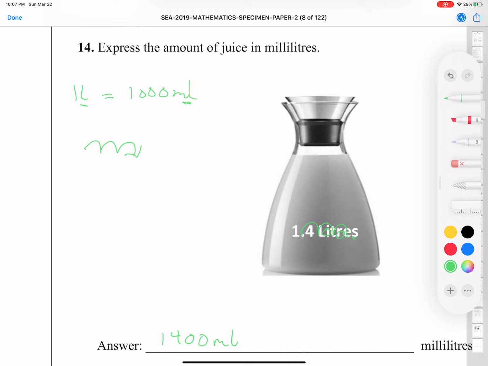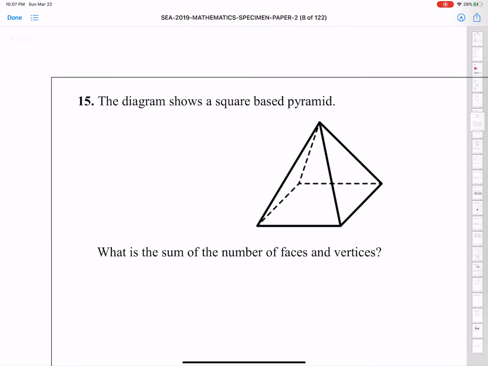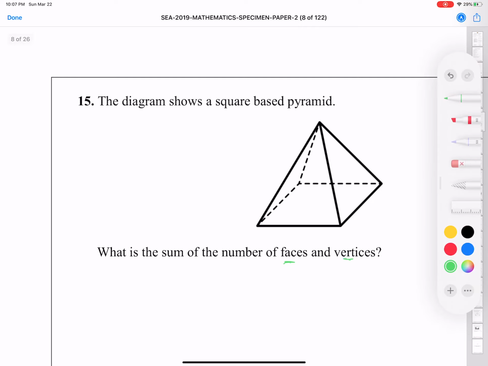Number 15. The diagram below shows a square-based pyramid. What is the sum of the number of faces and vertices? Right? Sometimes children don't know what a face is at this stage. This is a face here. There are four triangular faces and one square face in this shape. So in total, you have how many faces? Five faces.